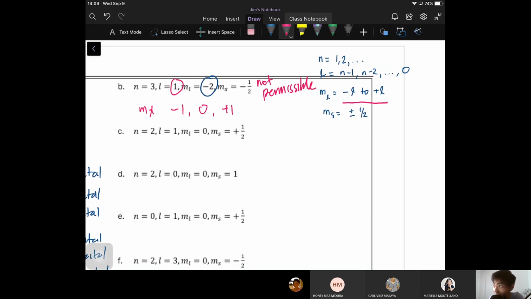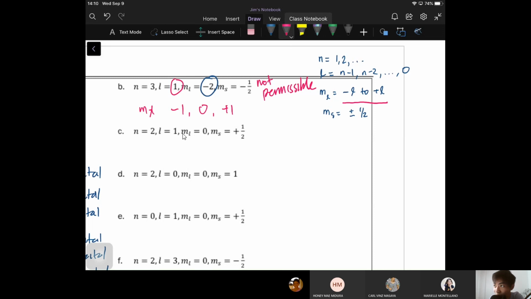So, hindi pwede yung ML na 2, negative 2, kapag ang L mo ay 1 lang. Again, remember, yung ating ML ay any number between negative L to positive L. Kung 2 to, pwede yan. Kapag 2 yan. Pero ito, since hindi to 2, bawal yun. So, bawal siya lumagpas dun sa plus-minus na range.